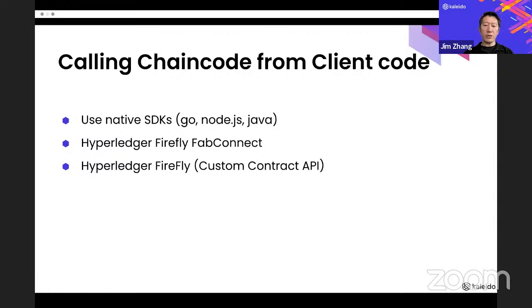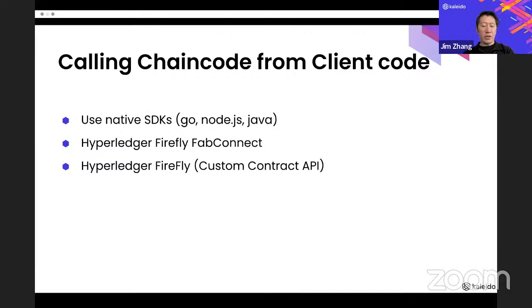So this gives you a REST API server standing in front of a Fabric peer, such that you can interact with a chain code through a RESTful interface, rather than having to write a whole bunch of code to do that. It also gives you an event stream so that you can subscribe to the stream and get events automatically delivered to you through either WebSocket or through webhook endpoints.